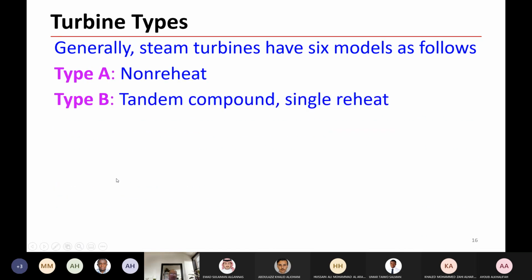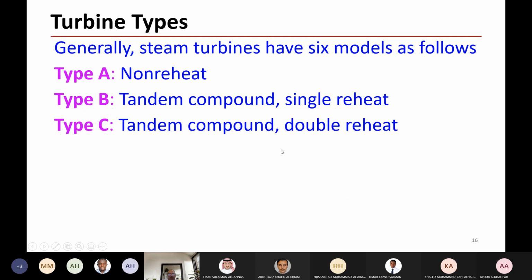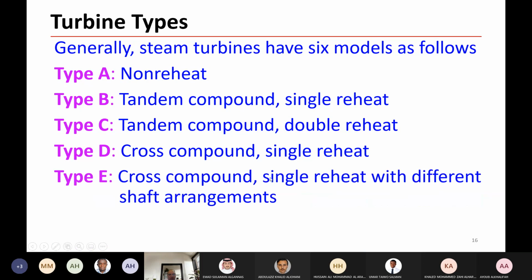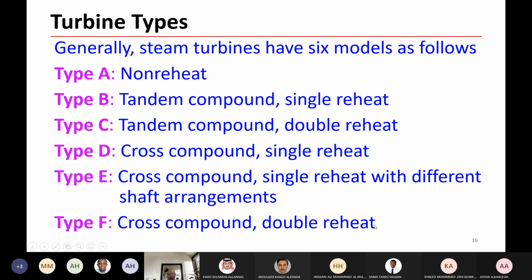We have non-reheat, we have single reheat, we have double reheat, we have cross compound also single reheat, and we have cross compound single reheat with different shaft arrangements, and we have cross compound with double reheat. I mean, all these types are there.